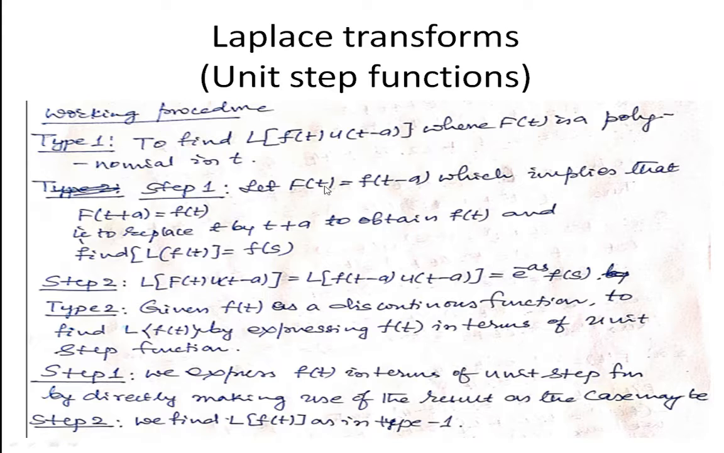Then step 1: let f of t be equal to F of t minus a. We need to put f of t minus a, f of t is equal to what? F of t minus a, which implies that f of t plus a is equal to F of t. That is, t is replaced by t plus a. Okay. That is to replace t by t plus a to obtain f of t, and find now L of f of t is equal to f of s. I mean the given function L of f of t is equal to f of t minus a.